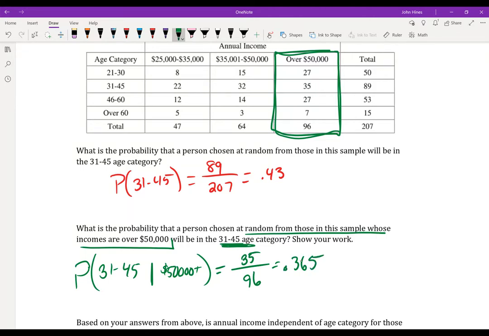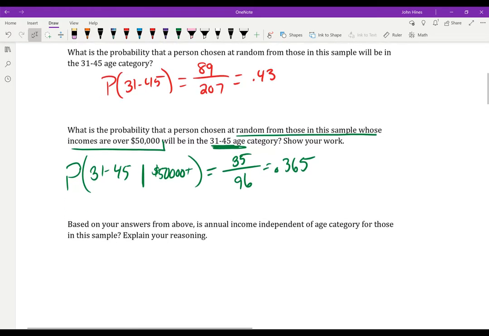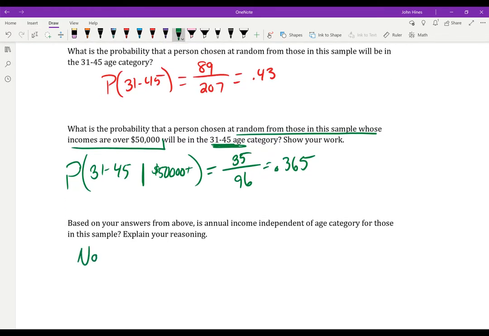So I found 43% of the people sampled are in this age category. But if I just look at the people who make over $50,000 a year, only 36.5% of them are in that age category. So based on our answers above, is annual income independent of age category? The answer is clearly no. Age and income are not independent events.